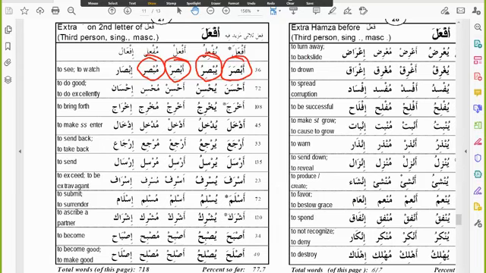Somebody's asking where they can get the book. You could just Google 80 Quran words and you'll get all the PDFs for it.